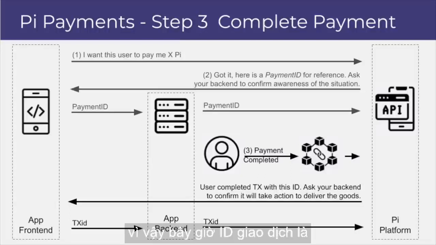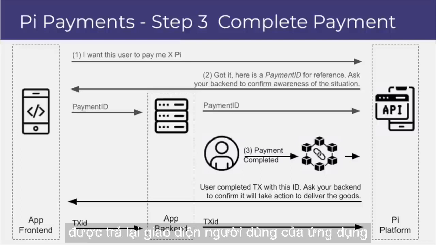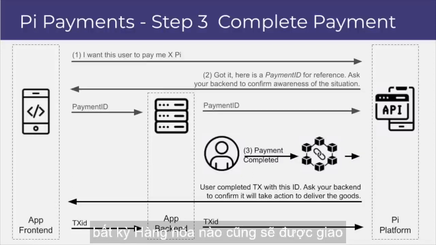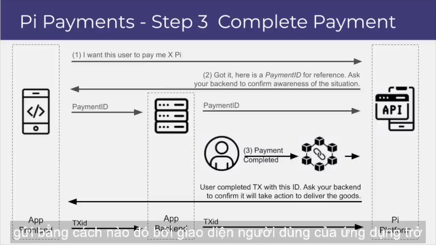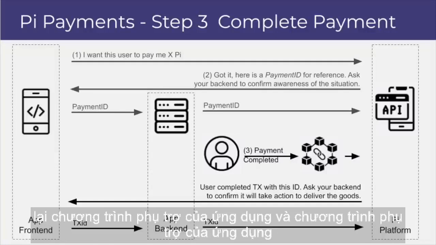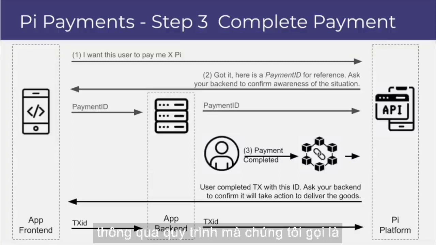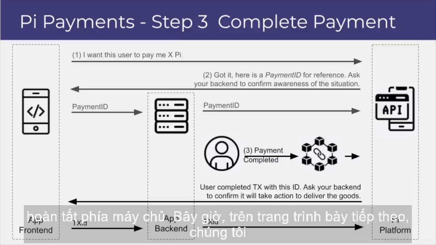So now the transaction ID is returned to the app's front end, and there is another round of sending it back through the backend in order to once again kind of prove that the transaction ID has been received and that there is a good chance the goods will be delivered. And so this transaction ID has to be sent by the app's front end back to the app backend, and the app backend has to send it again to the Pi platform through the process that we call server-side completion.